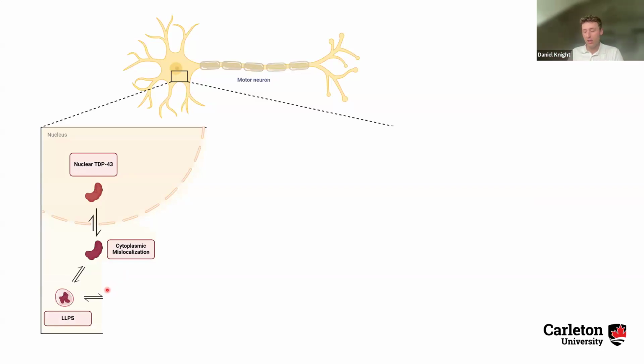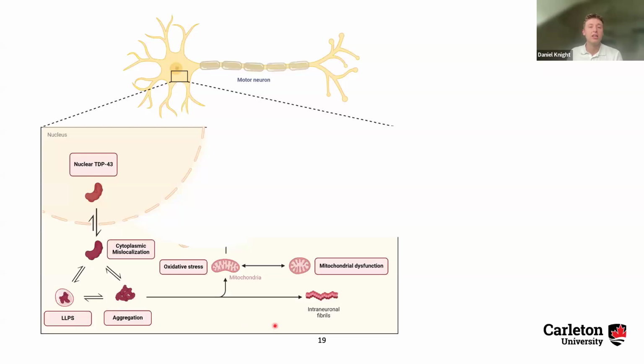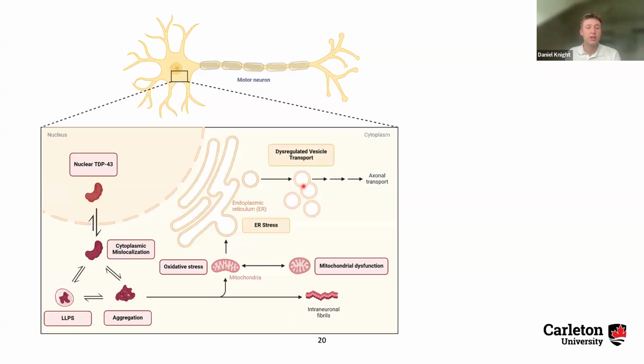And from here, sometimes dependent or independent of phase separation, aggregation can occur. And so this relationship here is still being investigated. Most work shows that phase separation leads to aggregation, but there are some studies that show that phase separation is not a necessary point for aggregation. One thing that is very well known is once we do have aggregation, then it can lead to the buildup of these intraneuronal fibrils, which then lead to a whole host of issues within a cell, such as oxidative stress, and then eventually disrupted vesicle transport and axonal transport.